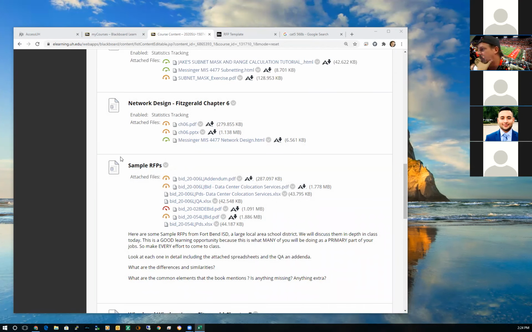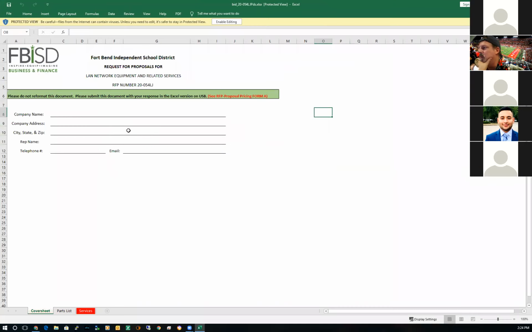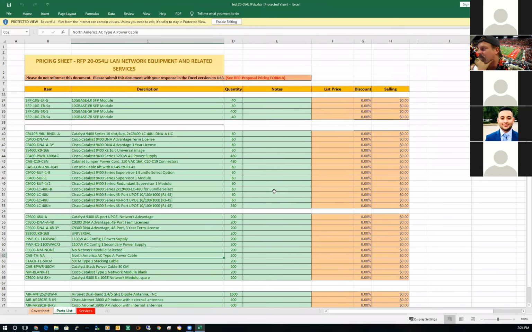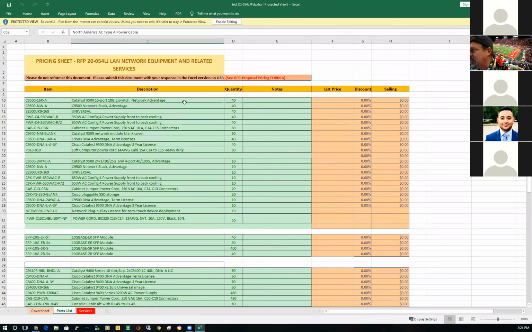Okay, I'm going to pull it up on the screen here. So here is the request for proposal for the LAN network equipment. Name and address, blah, blah, blah. Parts list. Yeah, let's look at that. Woo, look at all of that, and they're asking for some pretty big quantities on some of this.